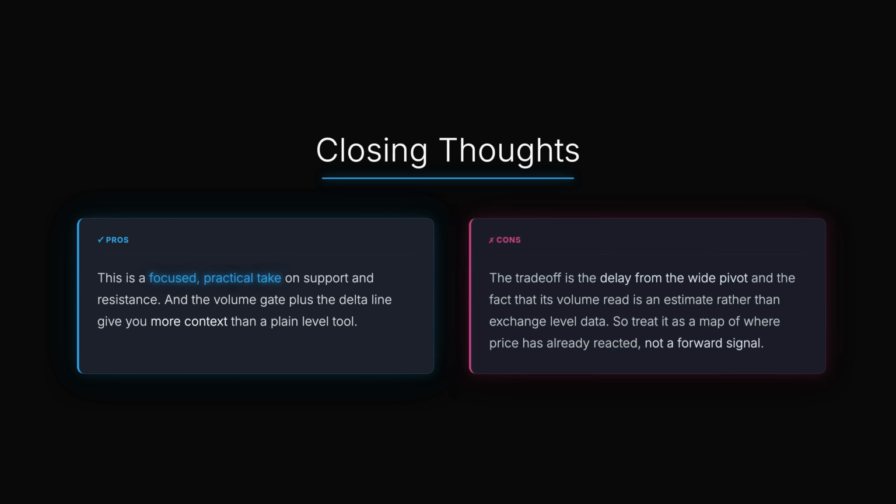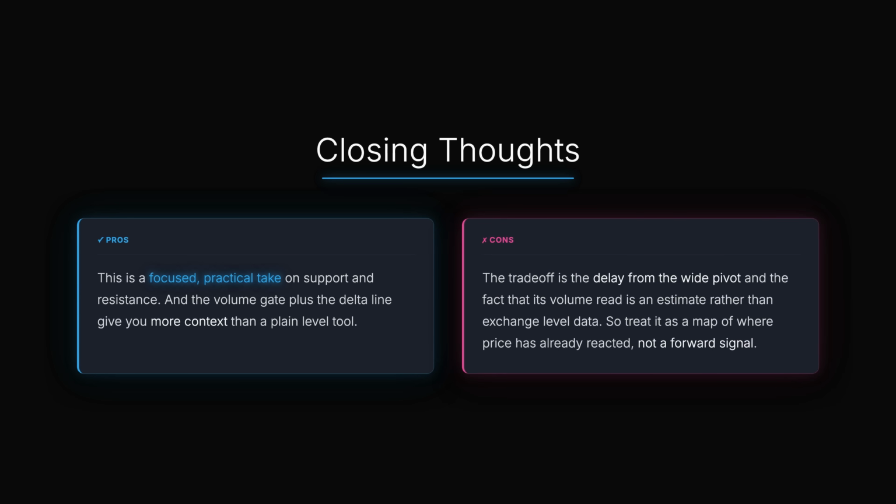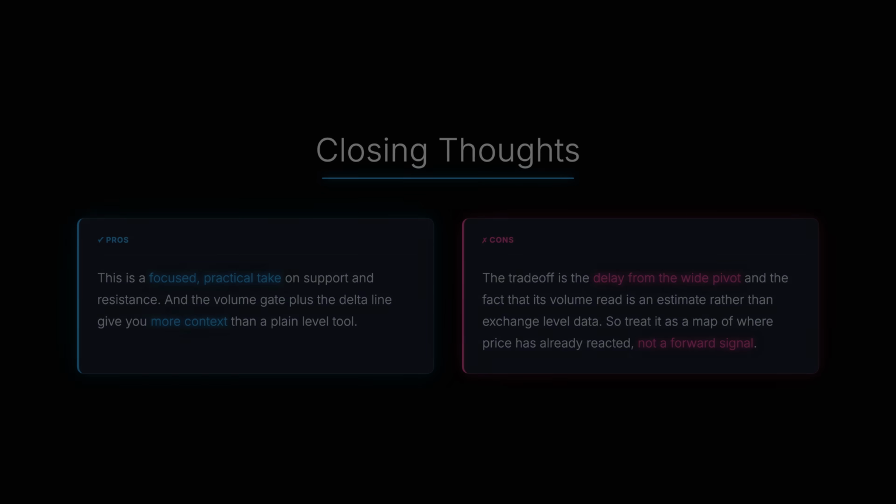This is a focused, practical take on support and resistance, and the volume gate plus the delta line give you more context than a plain level tool. The trade-off is the delay from the wide pivot, and the fact that its volume read is an estimate rather than exchange-level data, so treat it as a map of where price has already reacted, not a forward signal.